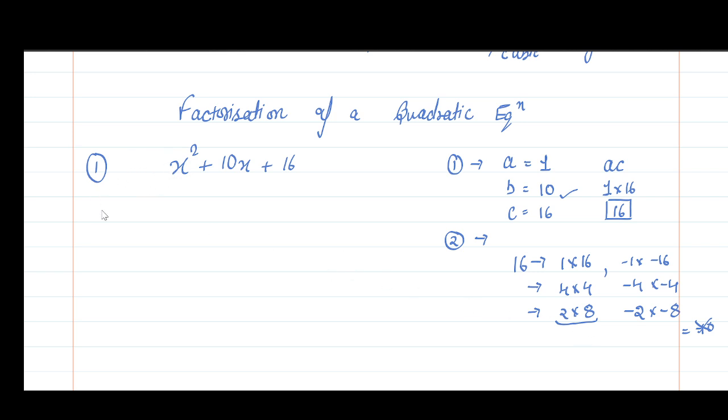So the third step is I will write down x squared as it is, plus I will write down 16 as it is. I will split the middle term, 10x, using the numbers that we have chosen, 2x plus 8x.